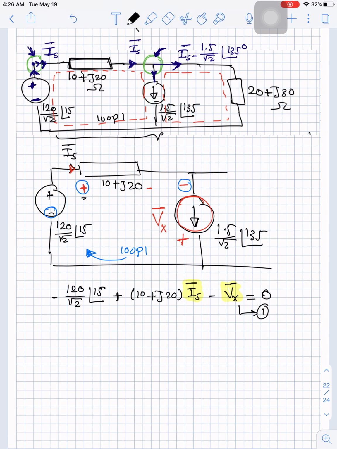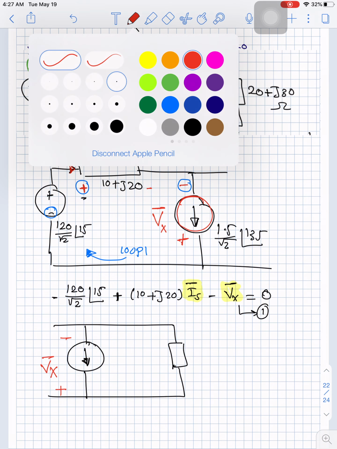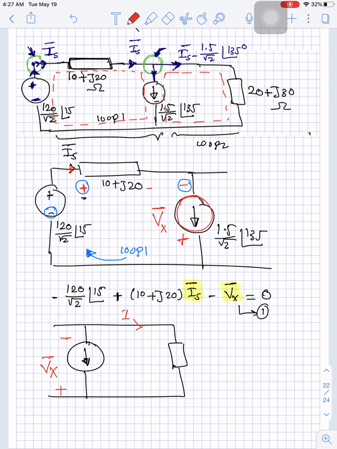Now let's sketch the second circuit, or the second loop, loop 2. So if we sketch loop 2 here, so here is the source. Don't forget we assume the voltage here Vx. The current going here is I source minus 1.5 divided by root 2 angle 135 degrees. This impedance here is 20 plus j30. So this current will be entering the positive terminal here of the impedance.